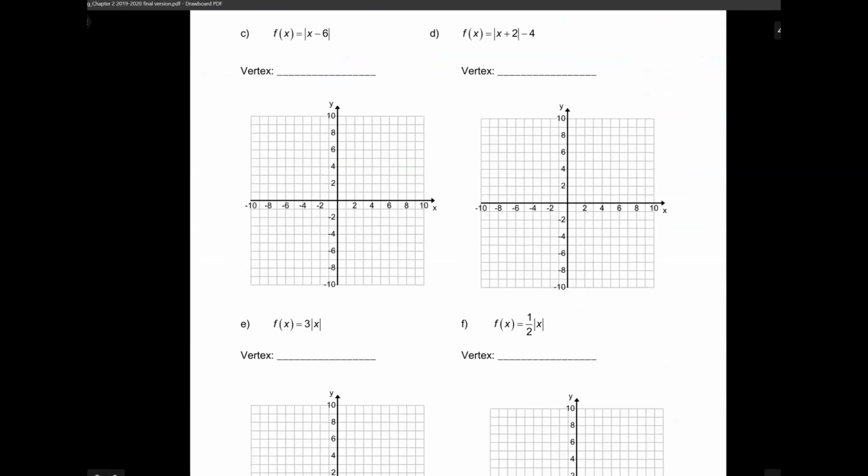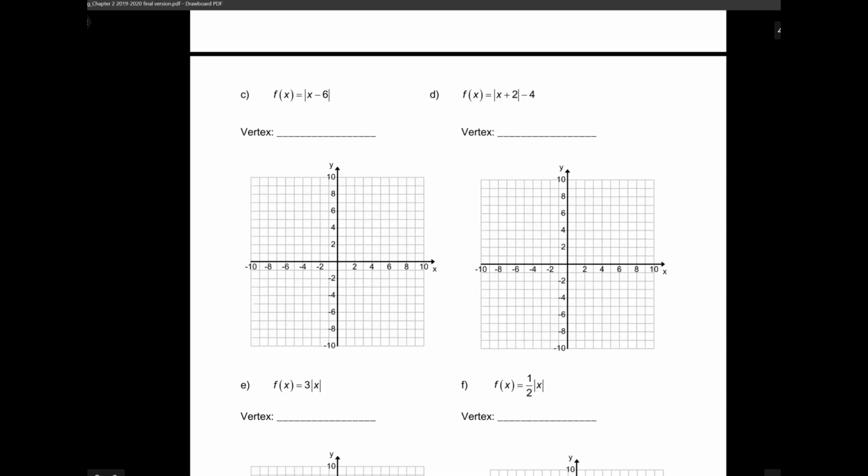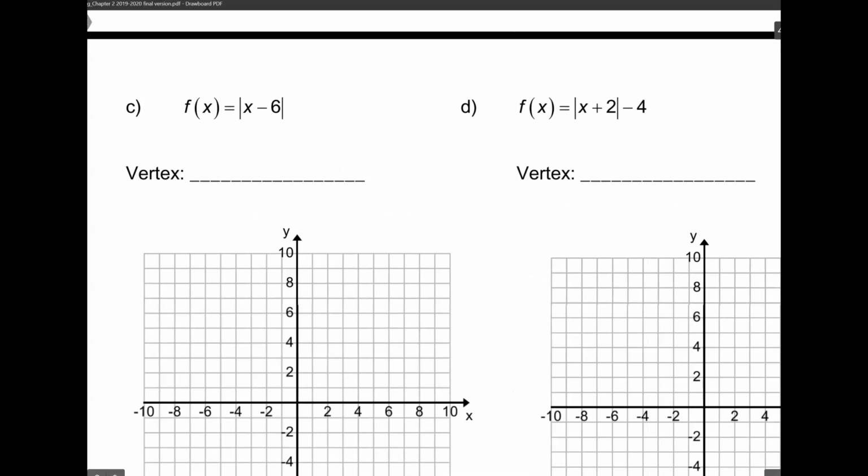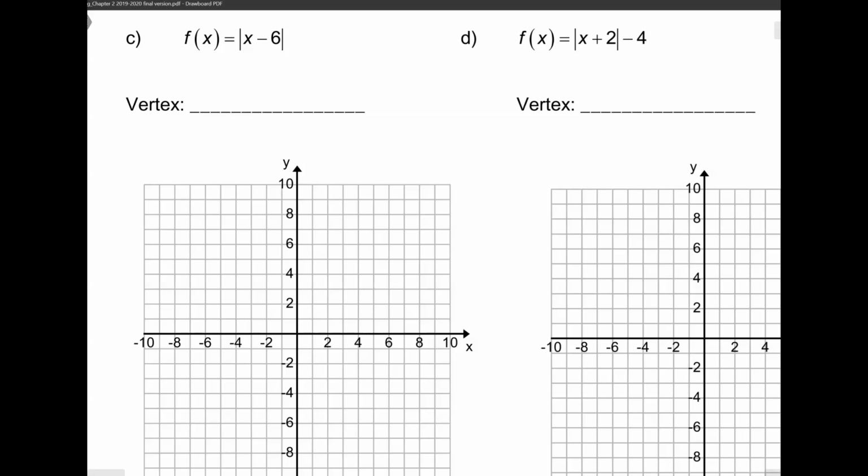We can figure out the vertex for C and D. I think that would help you. What will the vertex of this one be? Of C, before we even plot it. What's happening here? Exactly, it's going to be 6, 0, because it's shifting over by 6. So make a dot here.